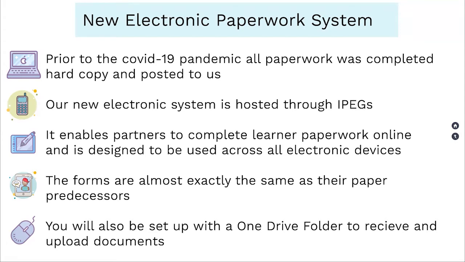It enables partners to complete learner paperwork completely online and is designed to be used across all electronic devices. So you can use it on your phone, tablet, laptop. It's really accessible. The forms are almost exactly the same as their paper predecessors. So if you've done community grants before, you'll recognise a lot of the questions that are asked.